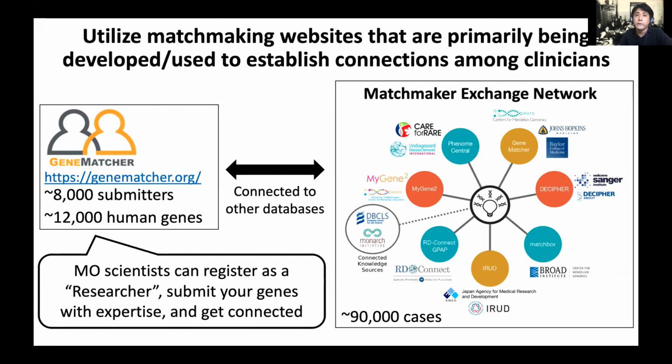This network contains information from over 90,000 rare disease patients from all over the world, allowing clinicians and researchers to identify collaborators on a global scale. We have had many cases in which connections made through GeneMatcher have led to productive collaborations and publications.